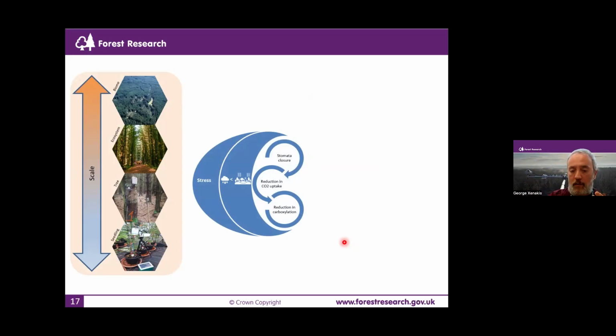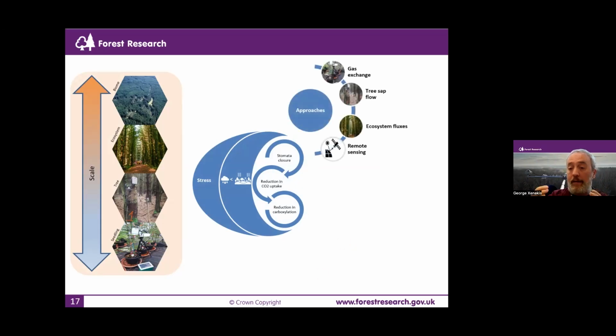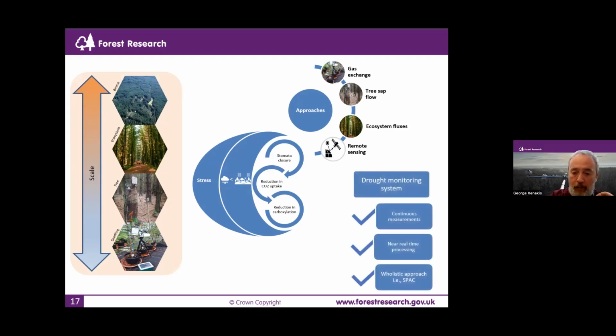And there are different ways you can do that. You can do it also at different scales. So you can do it either at a leaf level, you can do it at tree level, and you can do it at ecosystem level with the flux towers that we've been looking at. But whatever we do, it's really important to have a drought monitoring system.